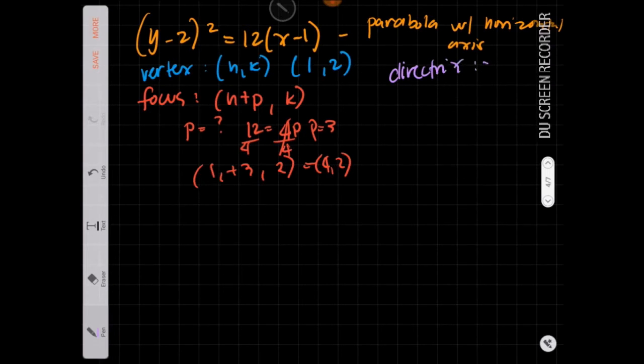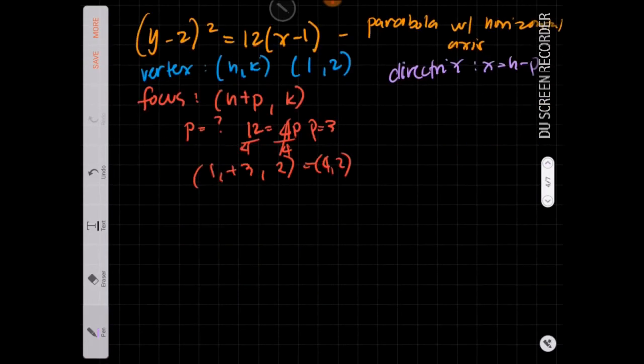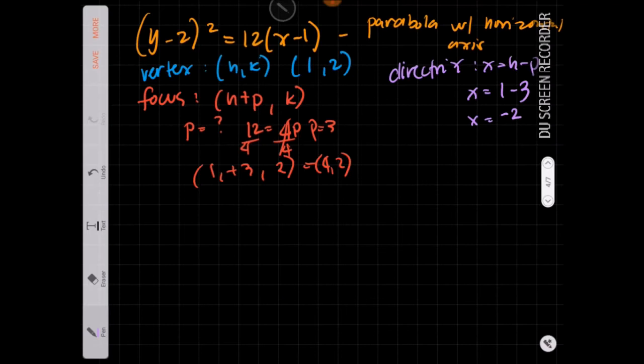Our directrix is x equal to h minus p. By looking at the graph, we can say that the distance between the vertex and the focus is 3. Therefore, the distance between the vertex and the directrix is also 3. We can graph the directrix by creating a vertical line which is 3 units to the left of the vertex. Going back to our equation, x equals 1 minus 3, or x equals negative 2. This is consistent with our graph.